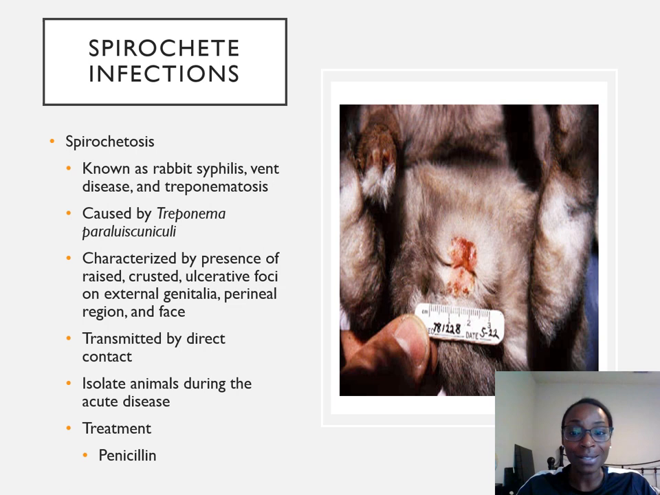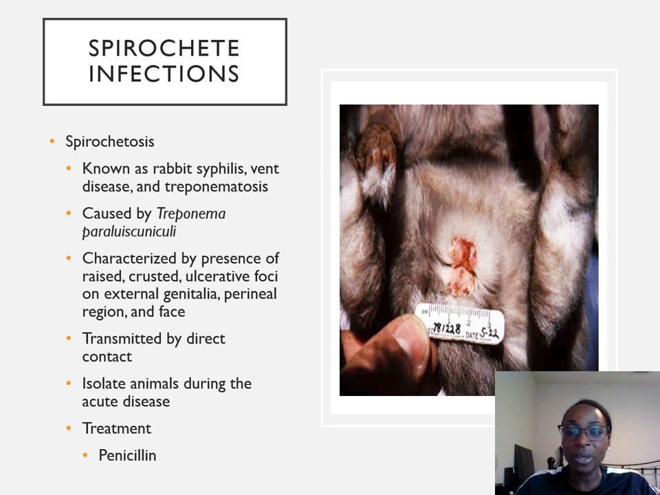Okay. It looks like raised crusty lesions. It's ulcerative, and typically it's going to be found around the genitalia, the perianal region, and even the face. Now, this is a venereal disease, caused by direct contact.